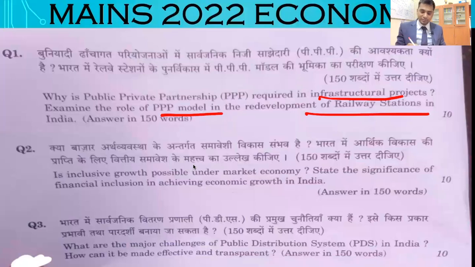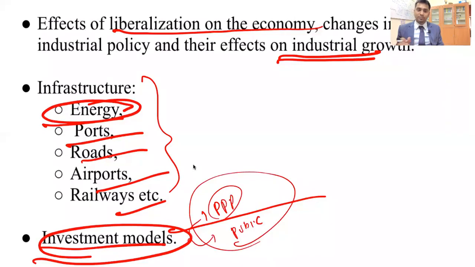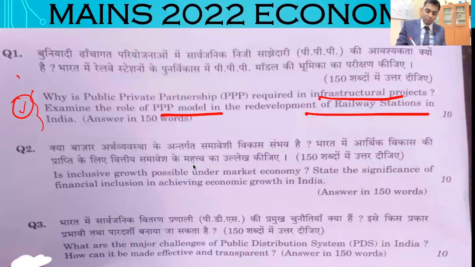Obviously, this is an expected question. Why expected? Every year this type of question is coming, because I said every year there will be a question of public-private partnership, and this is a repetitive question. In the last 10 years, they have repeated this question. If you look at the last 10 years' papers, many questions in economy are repeated.